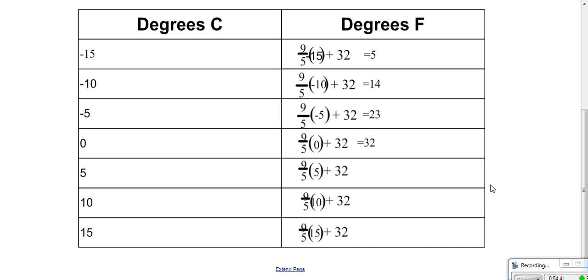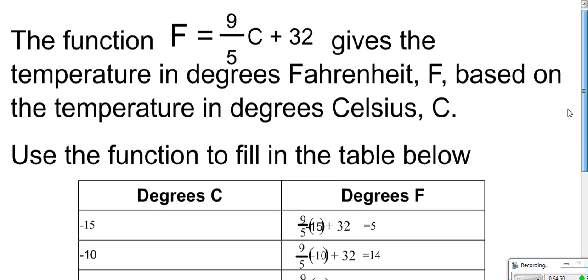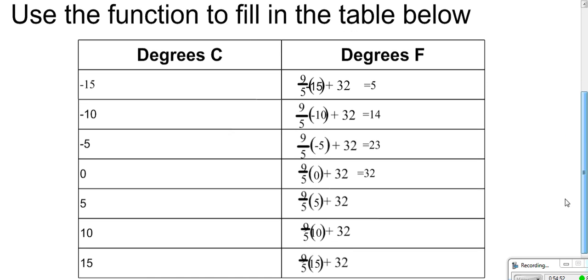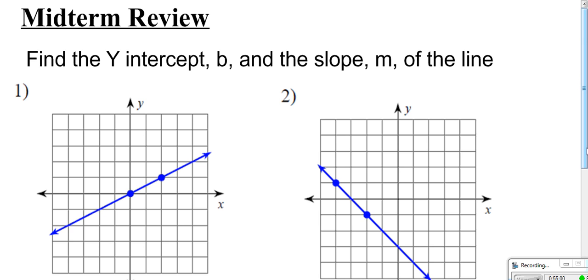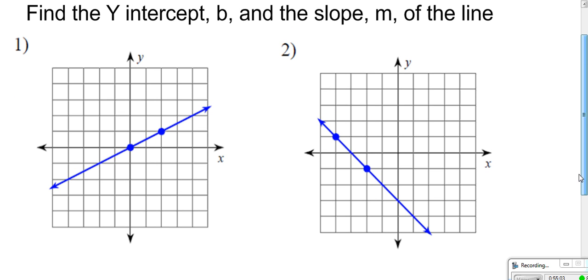That's basically it. I'm not going to do the last three. You just really have to substitute the C into the original formula, which is up here, given. Rewrite the formula in this section, and then figure out what the Celsius is converted to that degree. All right? Alrighty. Find the y-intercept, b, and the slope of the line.